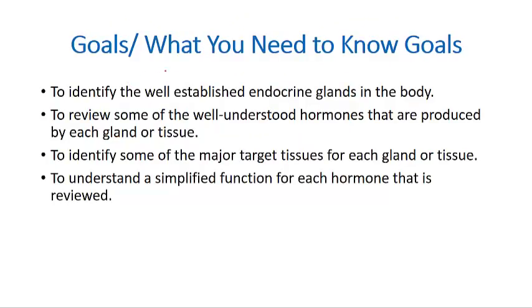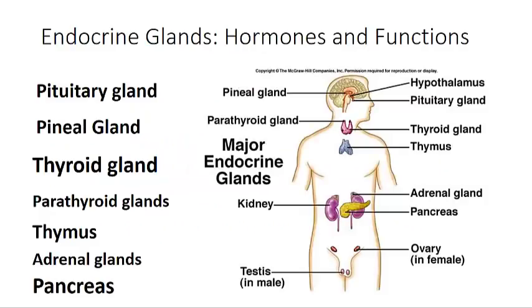The goals for our learning are to identify the well established endocrine glands in the body. We will also see what hormones those endocrine glands are secreting and what their target organs are, and we'll also talk about their functions and why we need those different varieties of hormones. We will also understand how a hormone works on the target organ or target tissue. So let's begin.